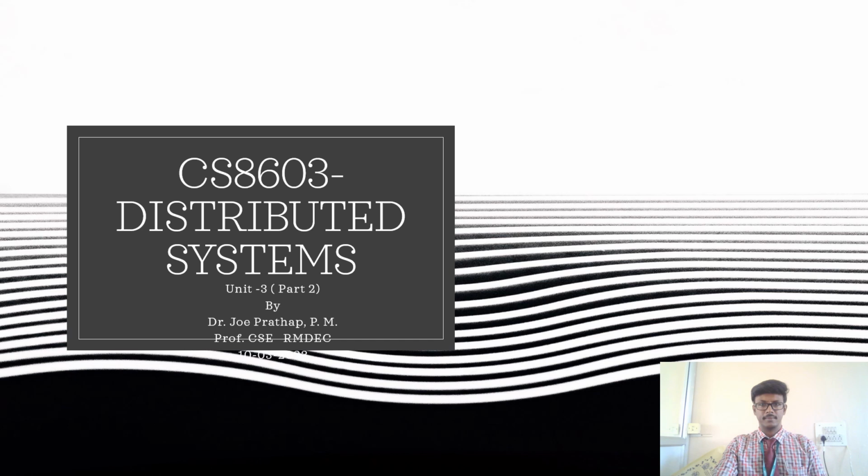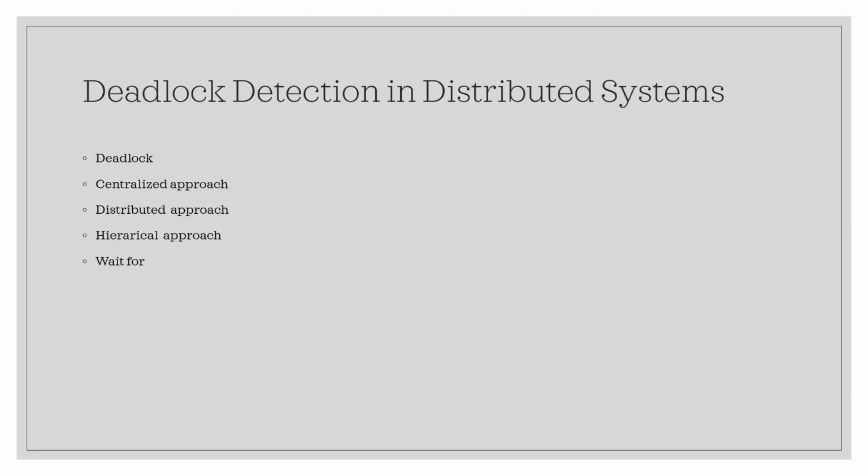Okay, and deadlock detection is the only possible solution. So we need to detect the deadlock and we have to take some effective measures to avoid it. Okay, so when we talk about deadlock detection, we have to consider two parameters. One is progress and another one is safety.